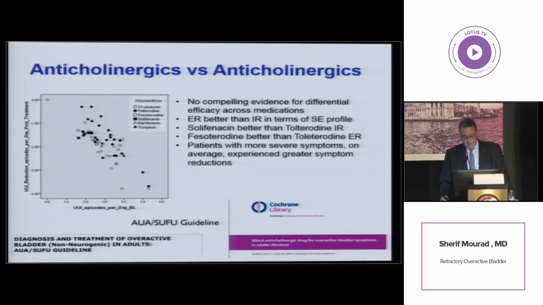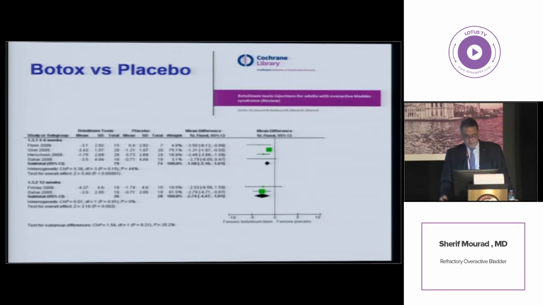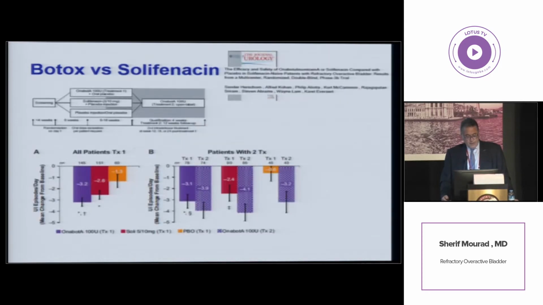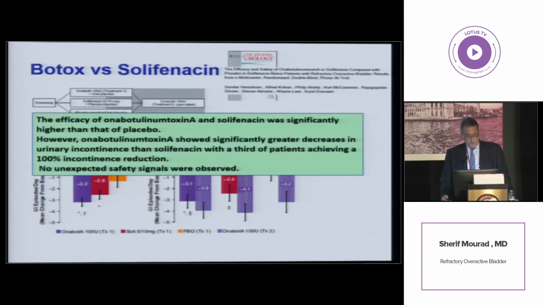So patients with more severe symptoms, on average, will experience greater symptom reduction with the treatment. And comparing again the Botox with the placebo, the Botox showed to be significantly better than placebo in relieving the symptoms. And comparing the Botox, for example, with solifenacin, the efficacy of onabotulinum toxin A and solifenacin was significantly higher than that of placebo. However, onabotulinum toxin A showed significantly greater decreases in urinary incontinence than solifenacin, with a third of patients achieving 100% incontinence reduction.